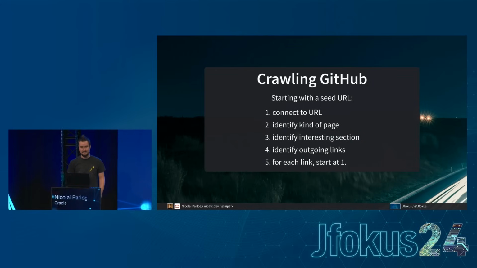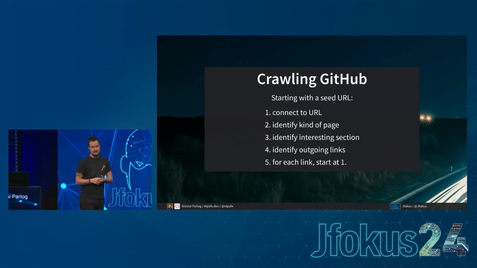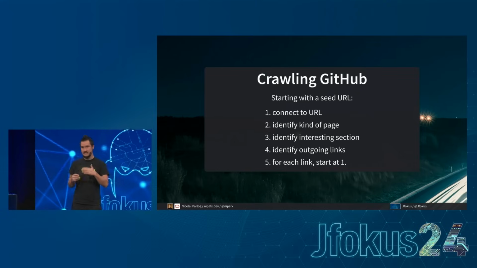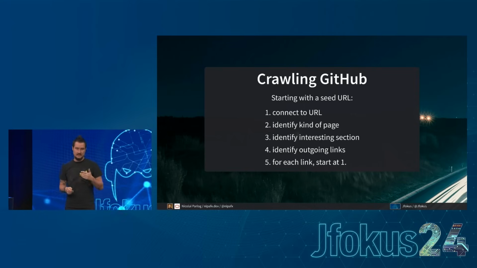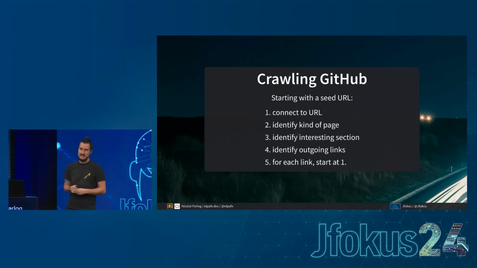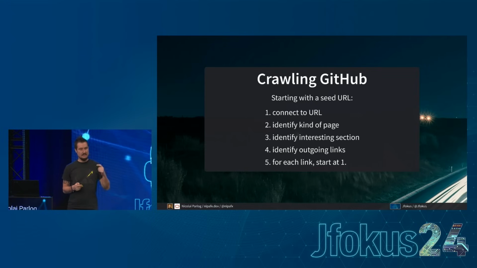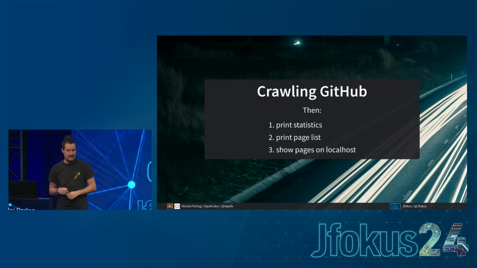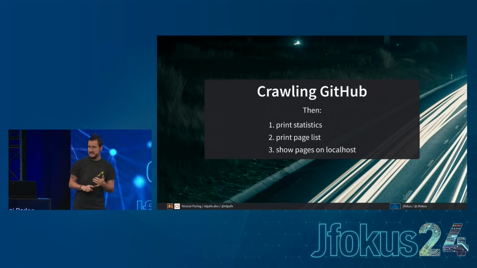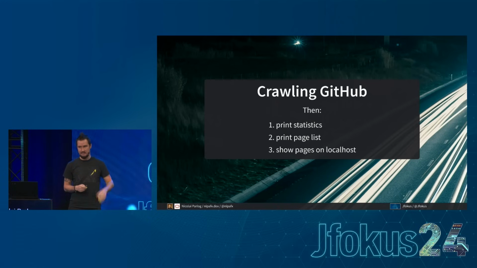Okay, let's start talking about the GitHub crawler. We're going to do something comparatively simple. We're going to connect to a URL. We're going to identify what kind of page that is, an issue page or pull request page. We're going to identify the interesting section, but that is going to be some of the code that we just check out because that's a little bit boring. Then we're going to identify the outgoing links. Same, that's going to be done already. And then we're going to start over and go through the links and find more pages. And when we hit an external page, we're just going to stop. We're not going to crawl, also, Wikipedia. And then if we do all that, we're going to print some statistics. We're going to print a little page list. But most importantly, we're going to show the result on localhost as a very simple website.